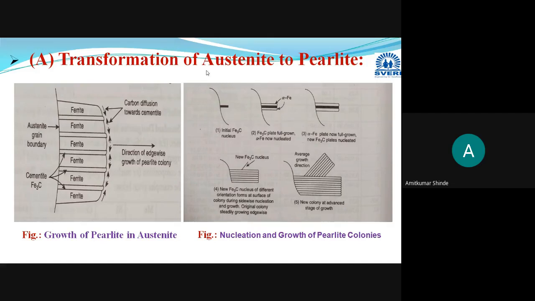Edgewise this will grow in this direction. This arrow is showing the growth direction. Initially a nucleus will be formed, and in this direction these are growing. In this way a number of layers of ferrite and cementite will be formed. The number of layers together will be termed a colony of pearlite, and a number of colonies will come together to form the whole pearlite region.